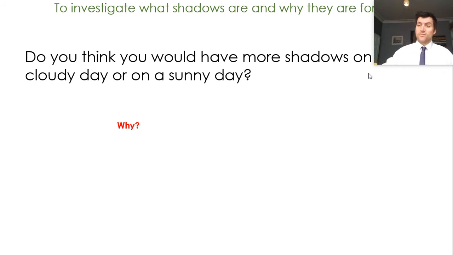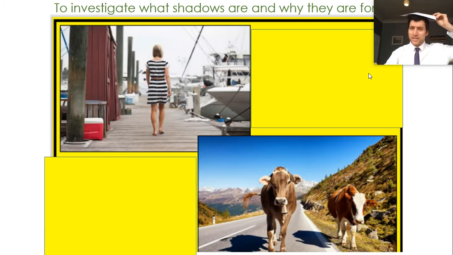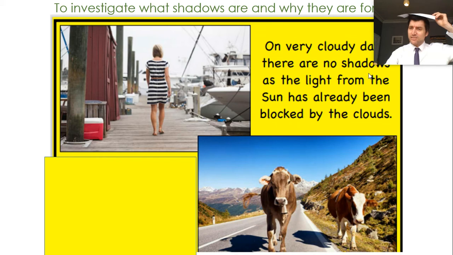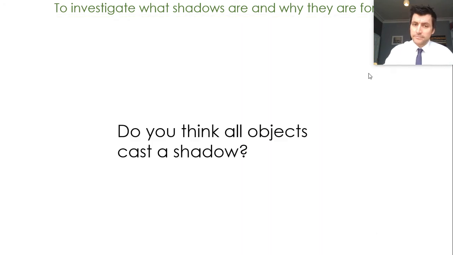I think lots of you have thought about my sun up above, it's over here, isn't it? And you've thought about a cloud. Now, if I've got a cloud, actually something's already blocking the sun, isn't it? So like this lady walking along by the sea, on a cloudy day, there are no shadows due to the fact that the sun's already been blocked, hasn't it? But on a sunny day, like with the cows, the sun is all there and nothing's blocking that light source. Therefore, you can see on the road that cow has cast a shadow from the sun's light.